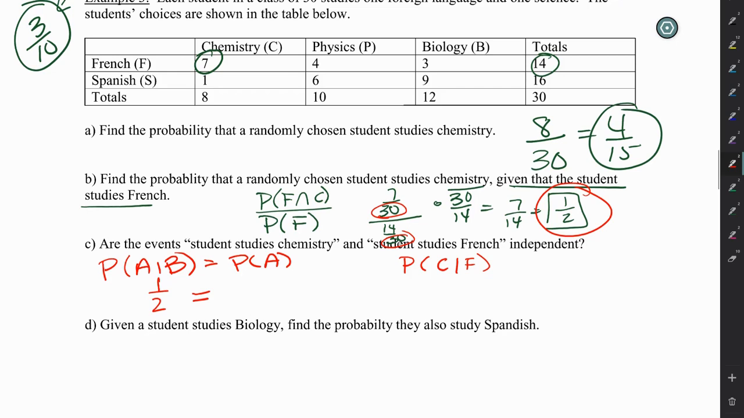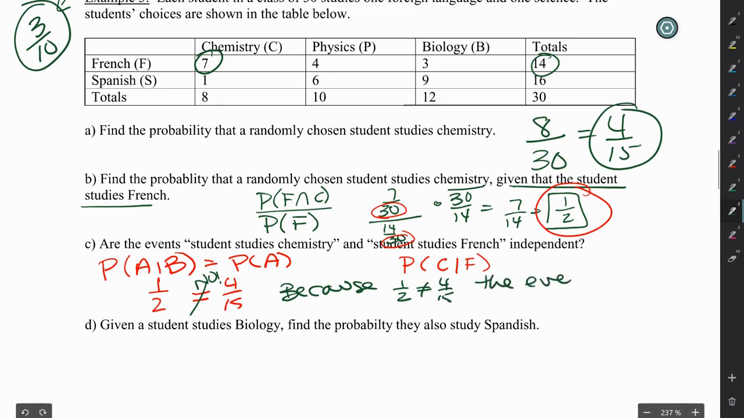But if we look, the probability that they studied chemistry was 4/15. These do not equal each other, which means they are not independent. So we would write a little sentence: because 1/2 does not equal 4/15, the events are not independent.